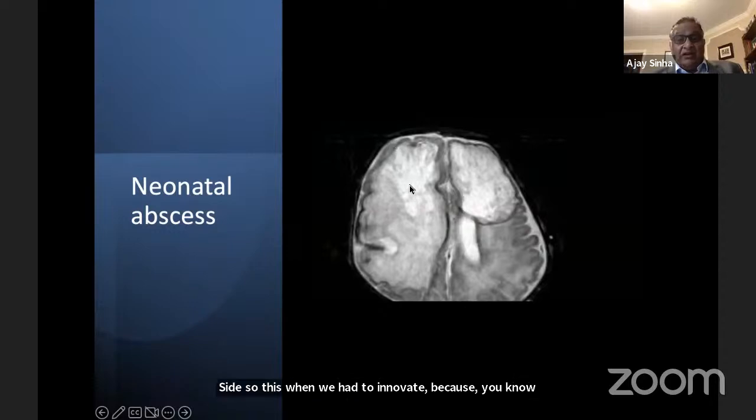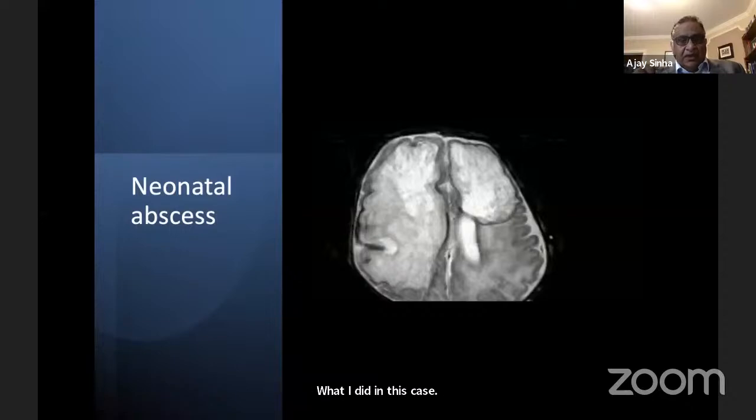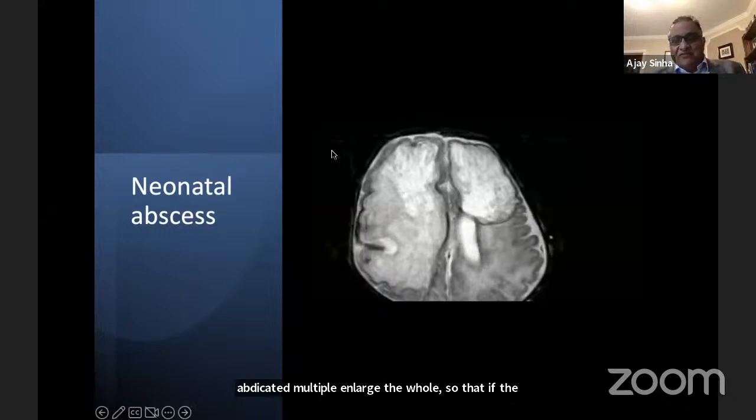What I did in this case, well, I left a large silver-lined EVD catheter with multiple holes, enlarged the hole so that the pus would come out. So I left 2 EVD catheters on either side and let them drain for the next 7 to 10 days. I think there was a couple of times when it blocked off, then we had to go and revise the catheter. And finally, we managed to control the infection.